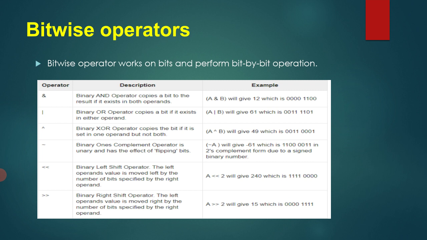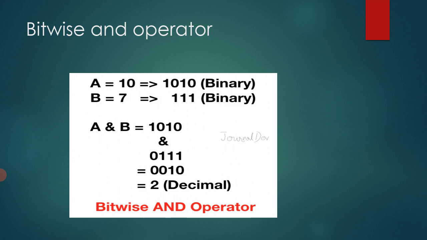So in today's video I will show you how we have to perform the bitwise AND operation and how it works. Let's suppose we have two numbers A and B, and the value of A is 10 and the value of B is 7. The very first thing we have to do is convert these decimal numbers. We cannot perform bit operations on decimal numbers. So first of all we have to convert these decimal numbers into binary numbers.